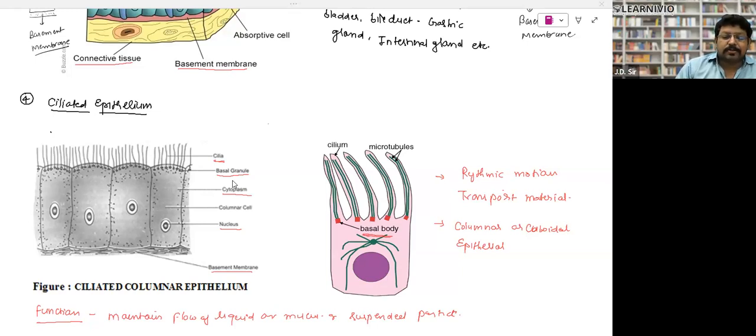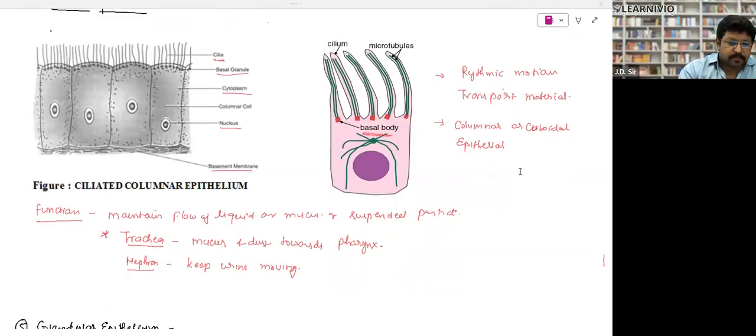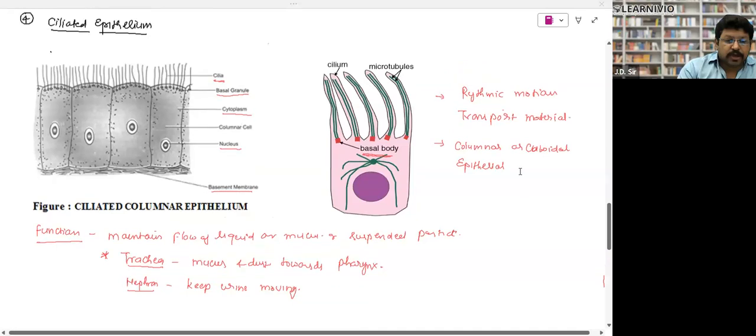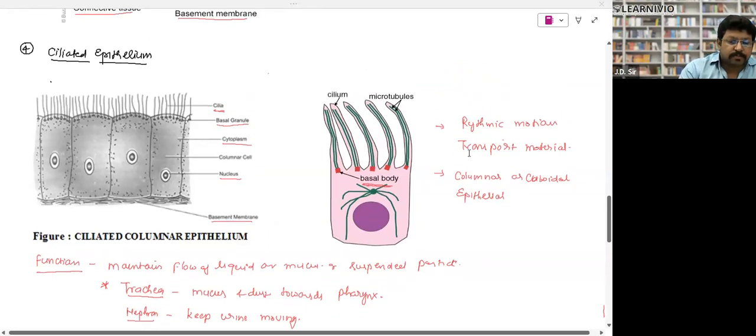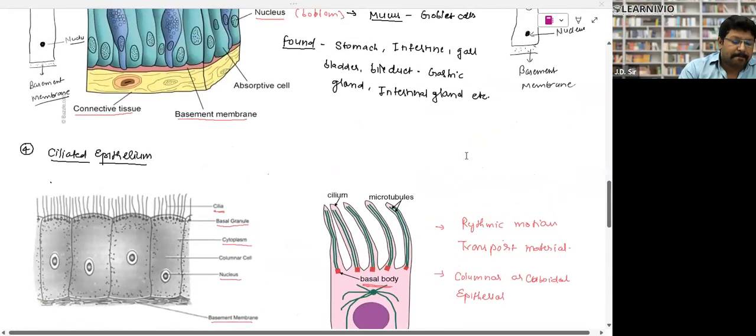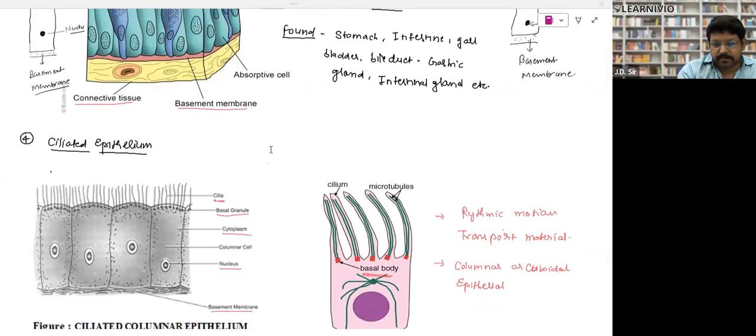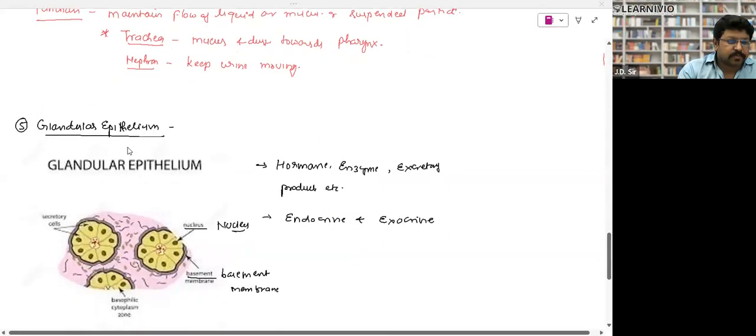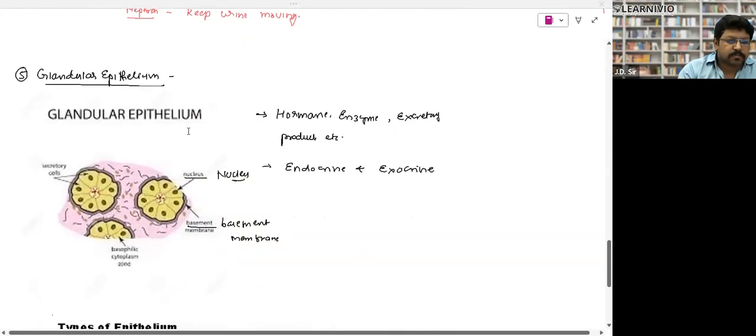Their function is rhythmic motion and transport of material. That's it, because that is not in your NCERT. Next, glandular epithelium.